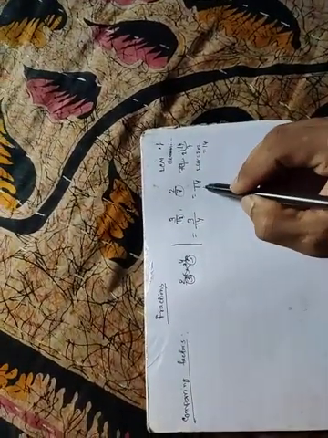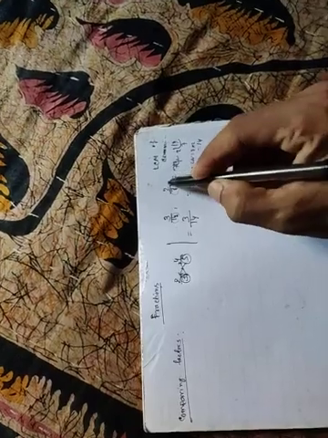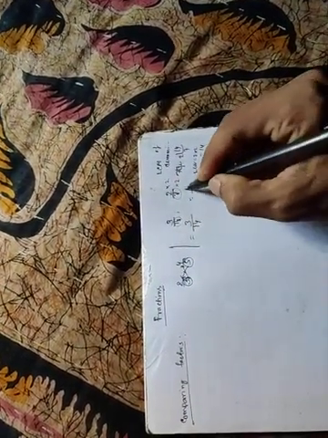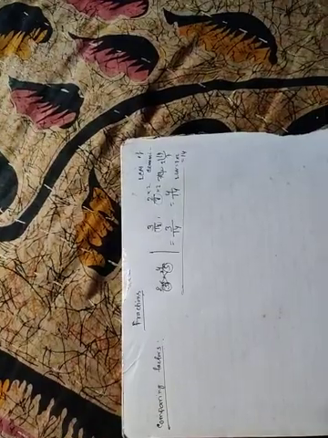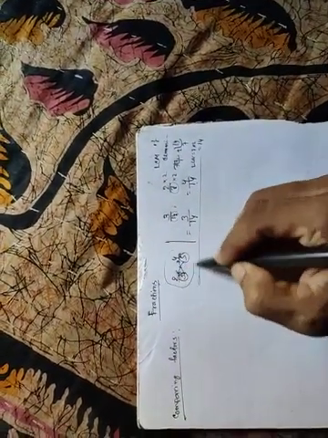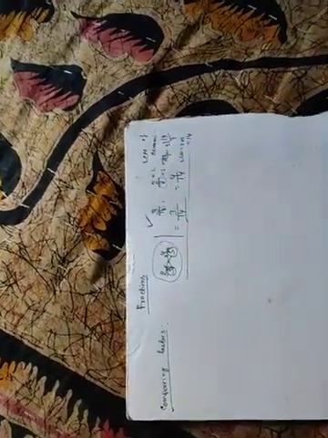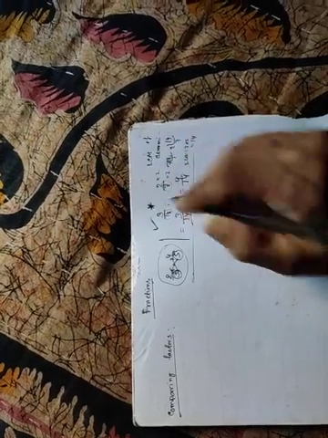Next, 7 to 14. How can we get 14 from 7? By multiplying by 2. So we also have to multiply the numerator by 2. So 2 into 2, 4. So this is the process: how can we convert two or more fractions into like fractions. This process is applicable for two fractions, and also for more than two fractions. So this process is very much important.